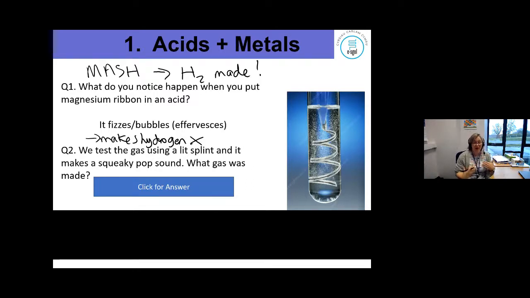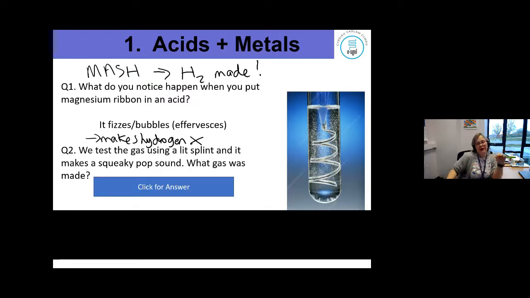And I do feel every year if somebody says that, I feel bad giving them a big fat cross, but that's the reality. Okay, we've been told not to accept that kind of ambiguous description of it makes this. You have to say an observation, which in this case is the bubbles.